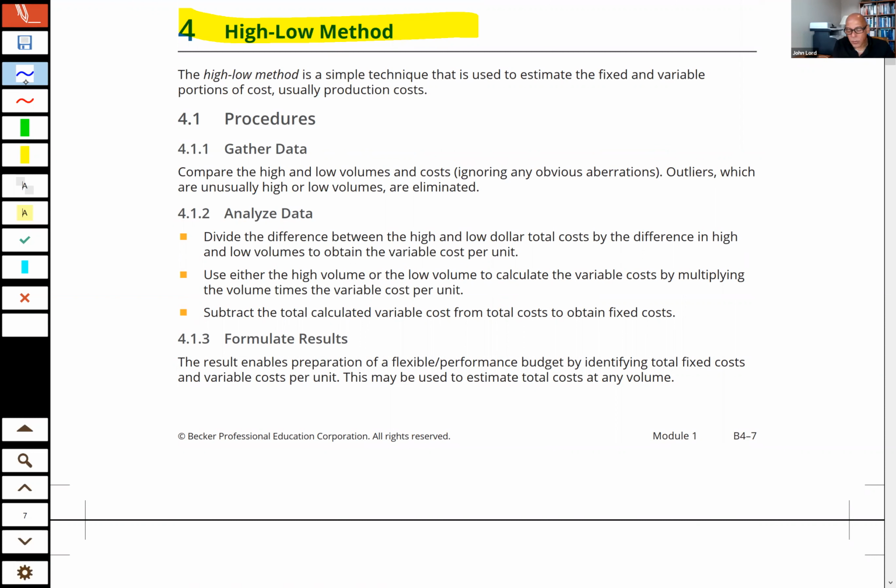What you might use the HiLo method for is to come up with a predetermined overhead rate. Remember, we talked about that in a previous discussion where we said the total estimated cost divided by the total estimated number of units gives you a predetermined overhead rate. Well, if I can use some historical data to come up with an equation for that, then I can use that to come up with my predetermined overhead rate.